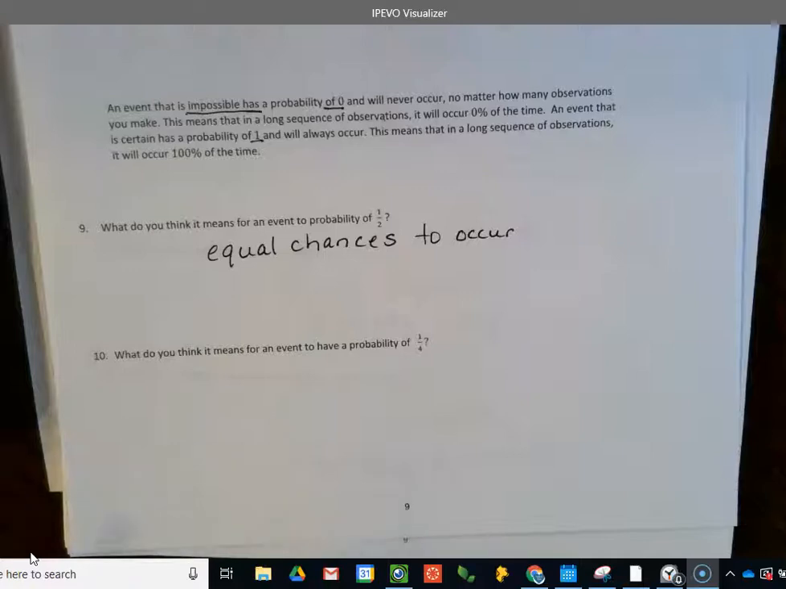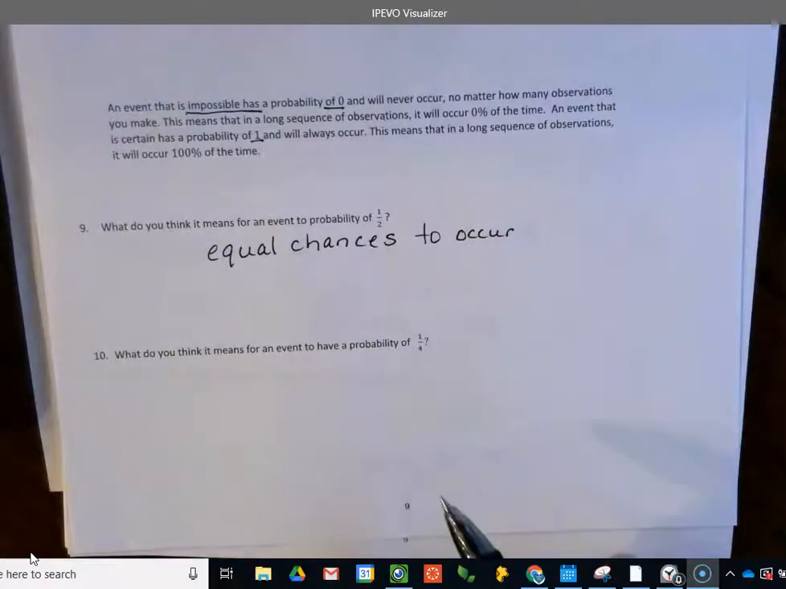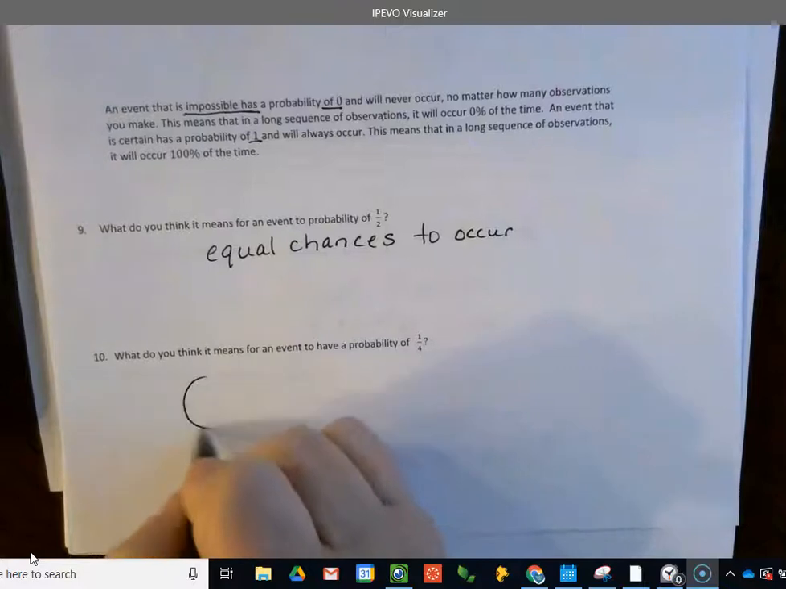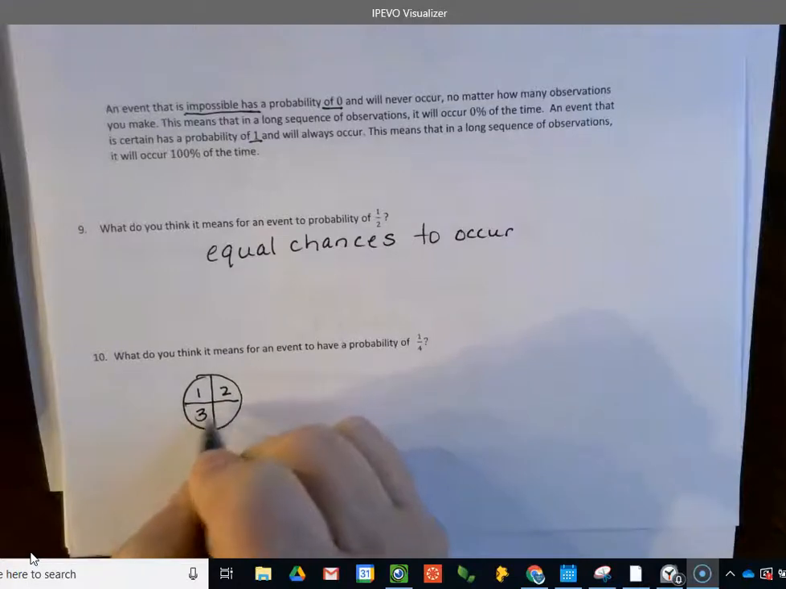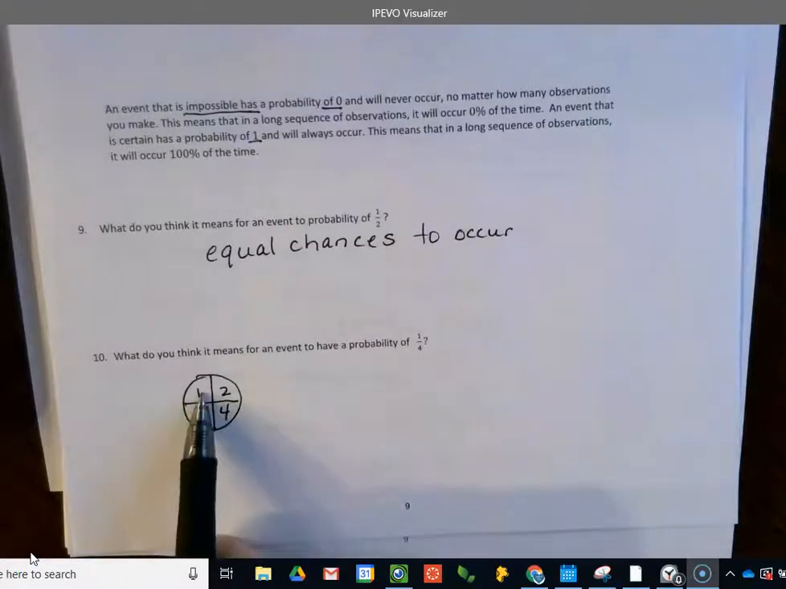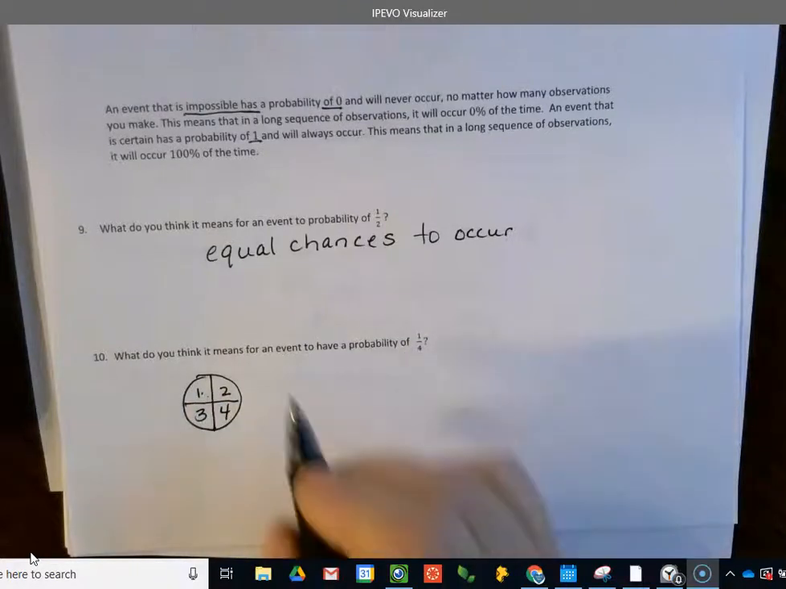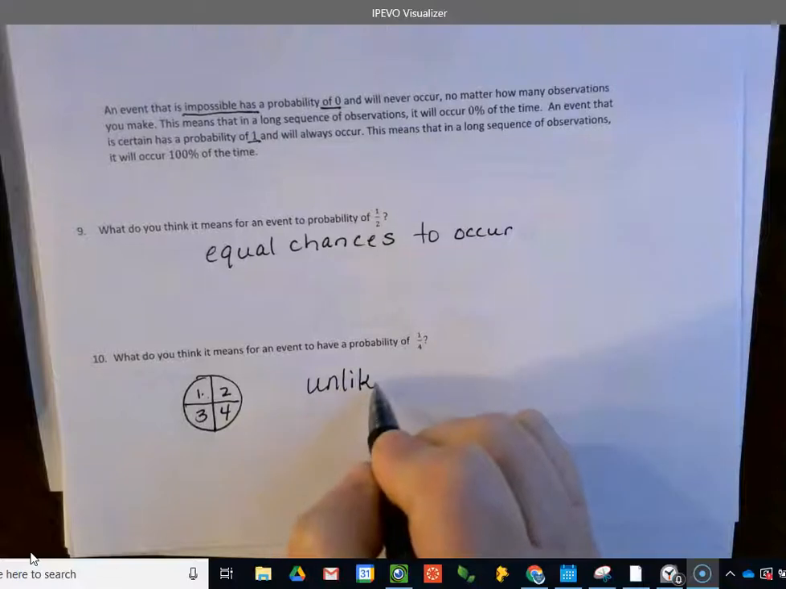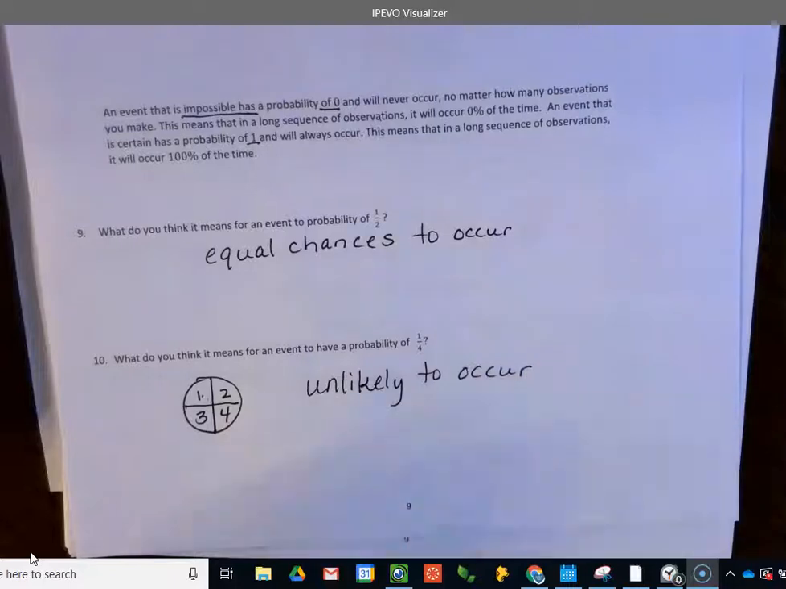Okay, great. Thanks for coming back. What do you think it means for an event to have a probability of 1 out of 4, whether it's in observations or by spinning? Okay. The probability of 1 out of 4 means it is unlikely to occur. So that means it probably won't happen.